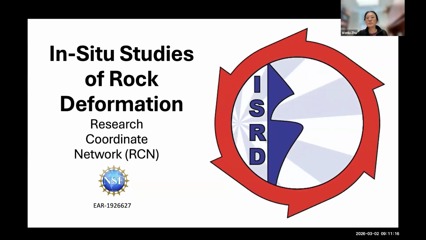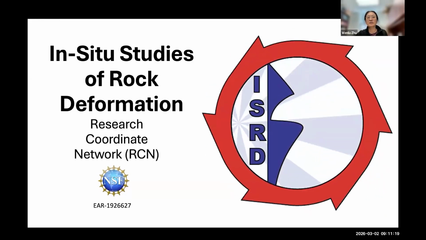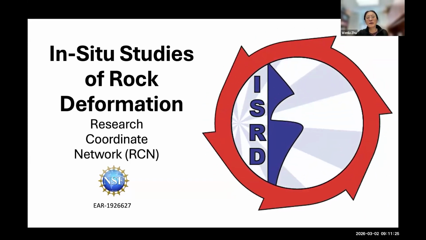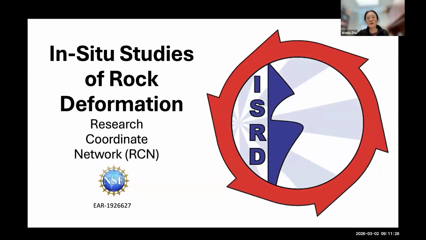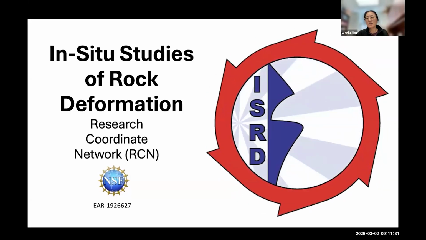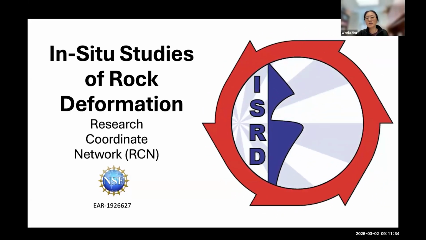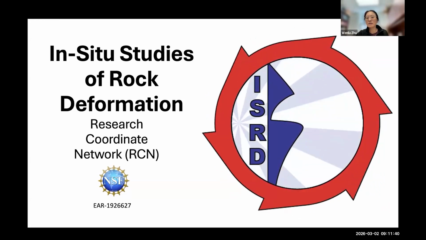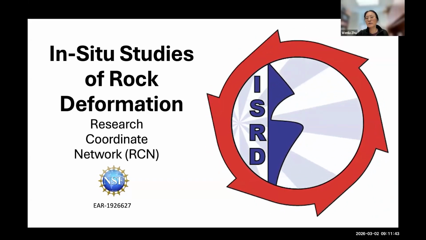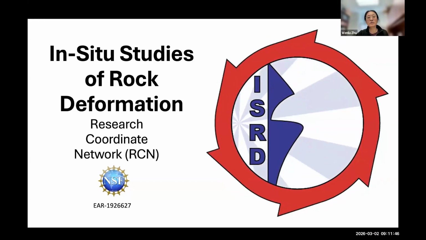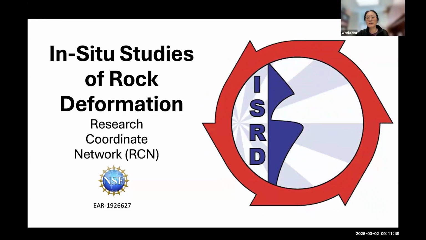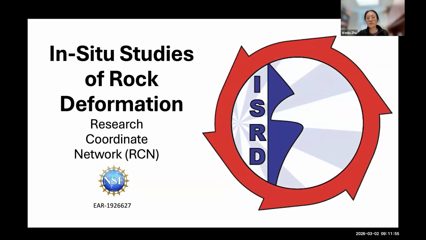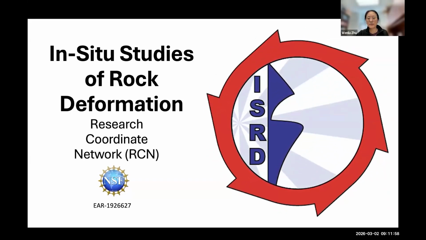Then I would like to give a few brief words about the history of the ISRD. It's essentially short for in situ studies of rock deformation. This is an NSF-supported research coordination network, so it is different from a usual research grant. The design of this grant is to help scientists get together and develop new infrastructures or define new research directions.